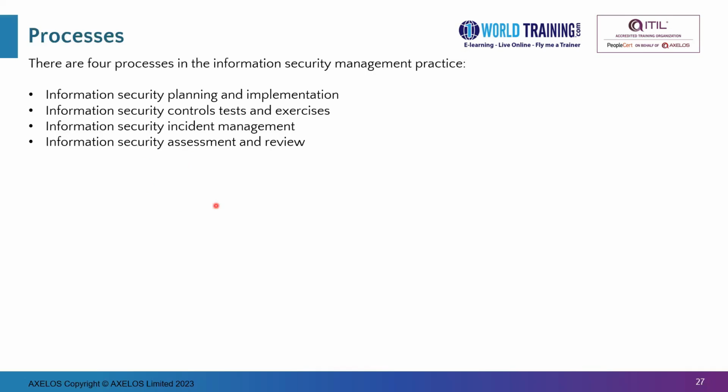So now we can see this practice has 4 processes, each process having its own activities, certain inputs and outputs. The outputs are created using the inputs due to the activities being done within that process. So we have the first one, which is information security planning and implementation. Then we have information security controls, tests and exercises. Then information security incident management, and lastly, information security assessment and review.